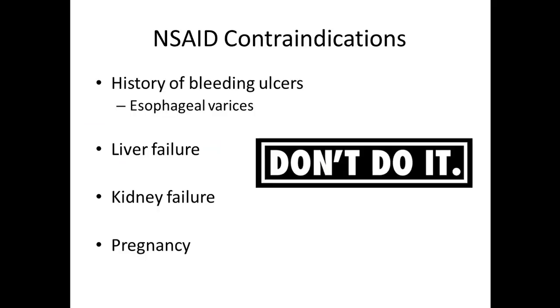So now, hopefully, our NSAID contraindications make sense. Anyone with a history of bleeding ulcers, liver failure, kidney failure, these are patients that we don't want to be giving NSAIDs to. Another important patient population that shouldn't be getting these drugs is a pregnant patient because it can have adverse fetal effects. So make sure you ask your young female patients if they're pregnant before you give them Toradol or ibuprofen.